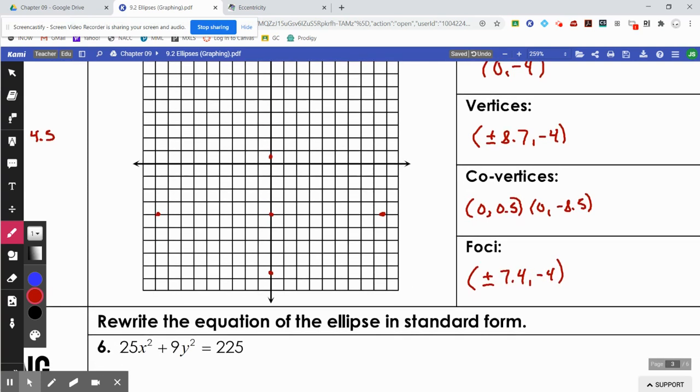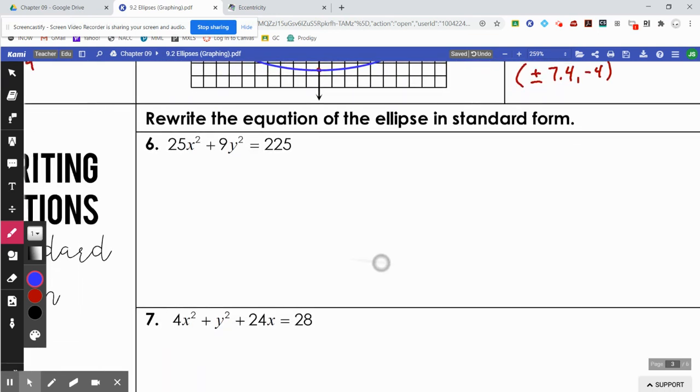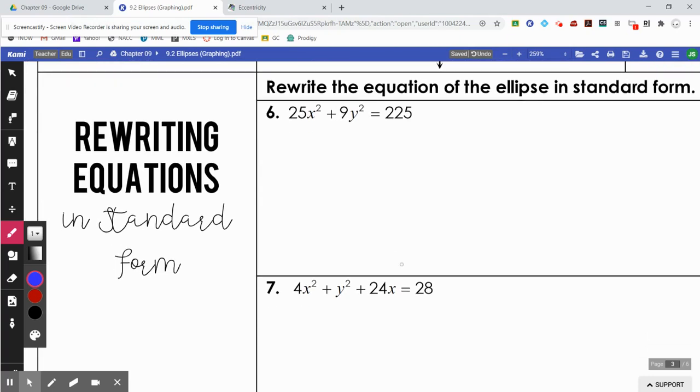And let's go ahead and plot those. And finally, let's connect our dots, and here is your ellipse. Okay, in the next section, we are going to have to rewrite these in standard form, so we're going to have to change it.